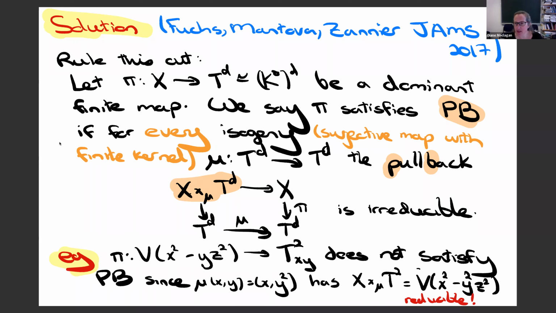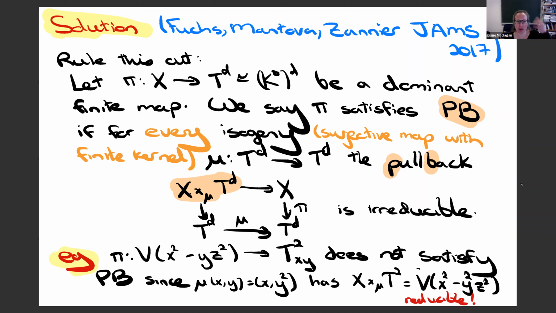You can see from the previous slide that x squared minus yz squared, projecting onto the first two coordinates, does not satisfy this PB. We can see it directly by modifying the previous example. If we take the isogeny that sends x, y to x, y squared, taking the pullback just means substituting in y equals y squared here, and then all the exponents are even, so it's again reducible. So that was an example of something that doesn't satisfy PB. It's not hard to come up with other examples that don't, by modifying all of the previous examples, but it's also not hard to come up with examples that do. So your expectation should be that this is a restriction, but it's not a serious restriction.